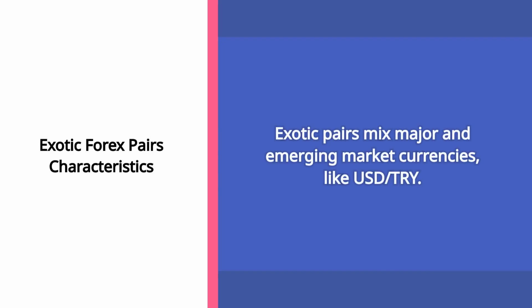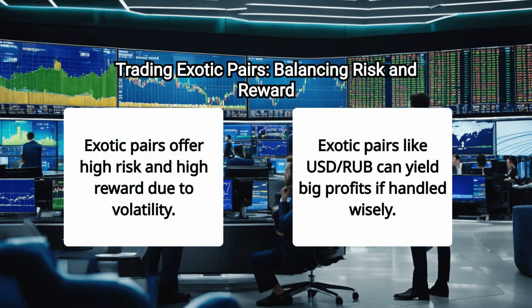Exotic pairs mix a major and an emerging market currency like USD/TRY. They are less traded and more volatile. This means prices can change a lot, and the spread, which is the difference in buy and sell prices, is wider. Trading exotic pairs can be risky but also rewarding. If managed well, they can bring in big profits because of their volatility. For example, USD/RUB can be lucrative for traders who understand it.